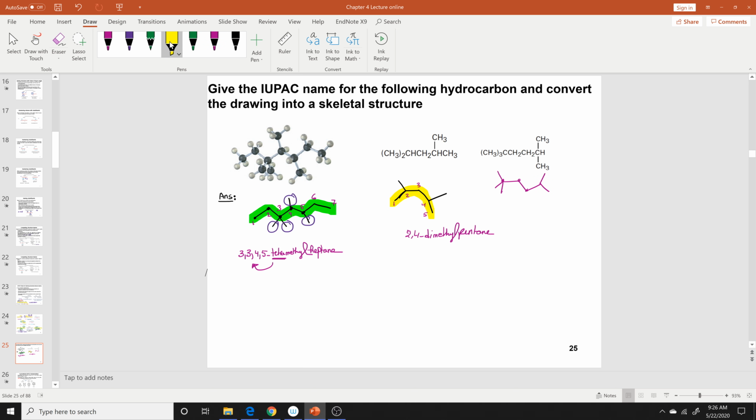Now highlight your longest carbon chain. This is going to be it: 1, 2, 3, 4, 5, and 6, so it's going to be 6 carbons. Notice I started numbering from this end because on carbon number 2 I have 2 methyls. If I start numbering from the other end, on carbon number 2 I'm going to have 1 methyl. So it's going to be 2, 2, and then 5 trimethyl, and then hexane. This is how to name alkanes.